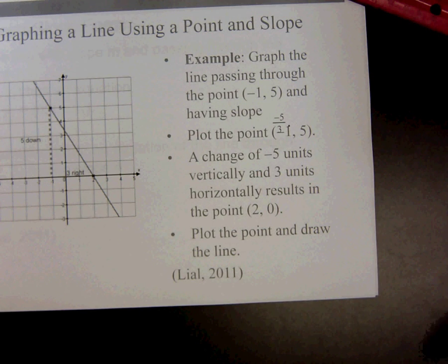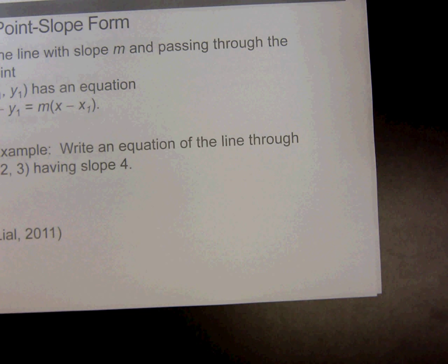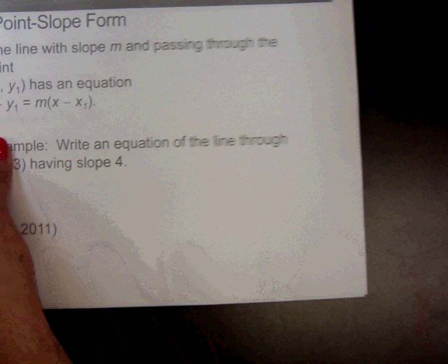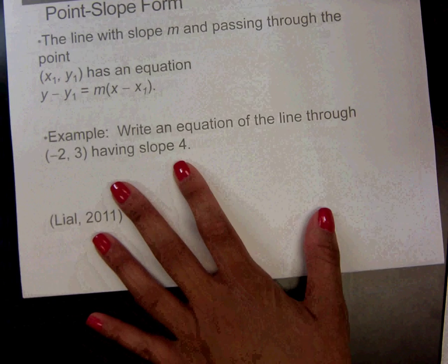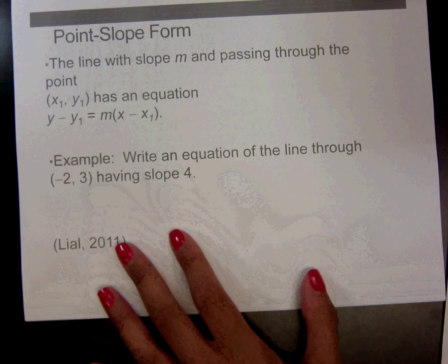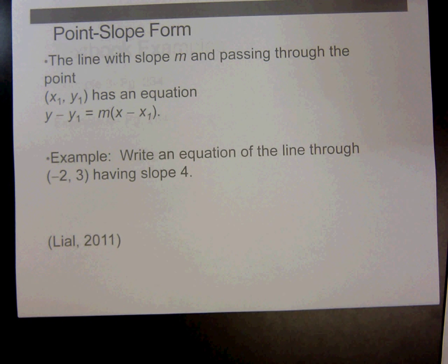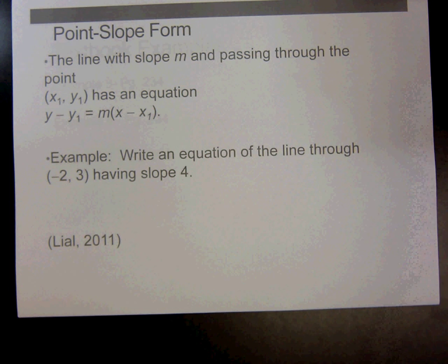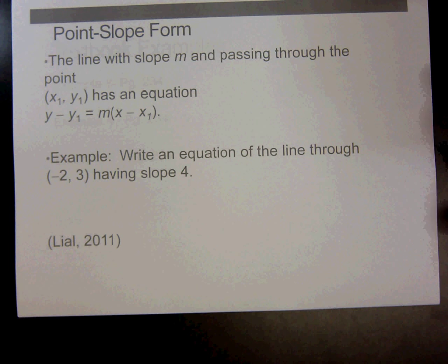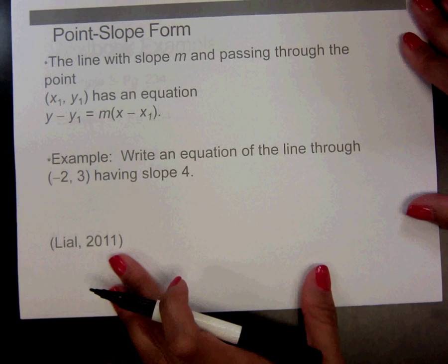All right, let's talk, and we've done point slope. Let's talk about point slope form. With point slope form, remember I said I'd like you to make one list of all of your different forms: standard form, point slope, and slope-intercept. Now, point slope form is very useful when we're trying to write the equation of a line.